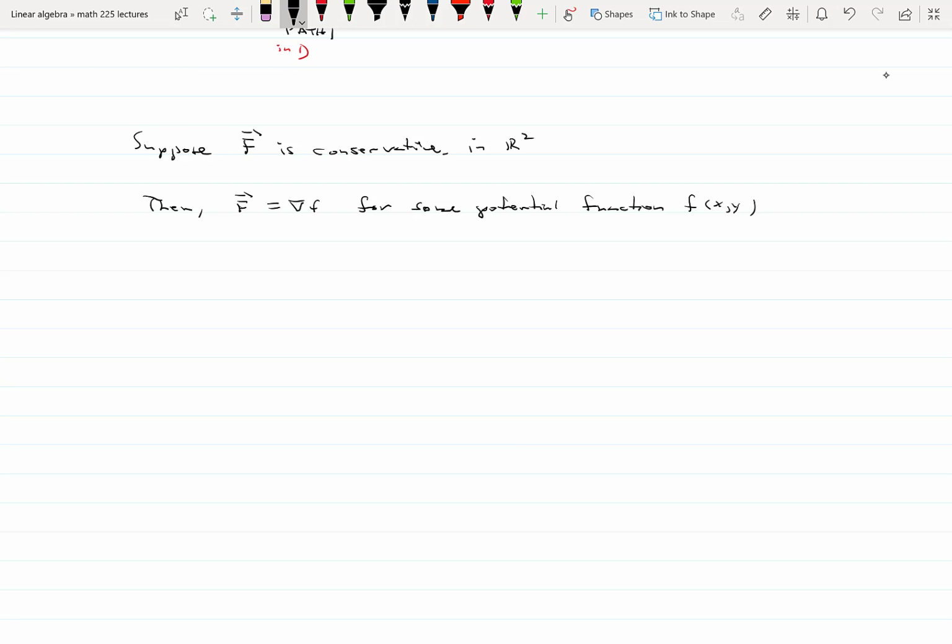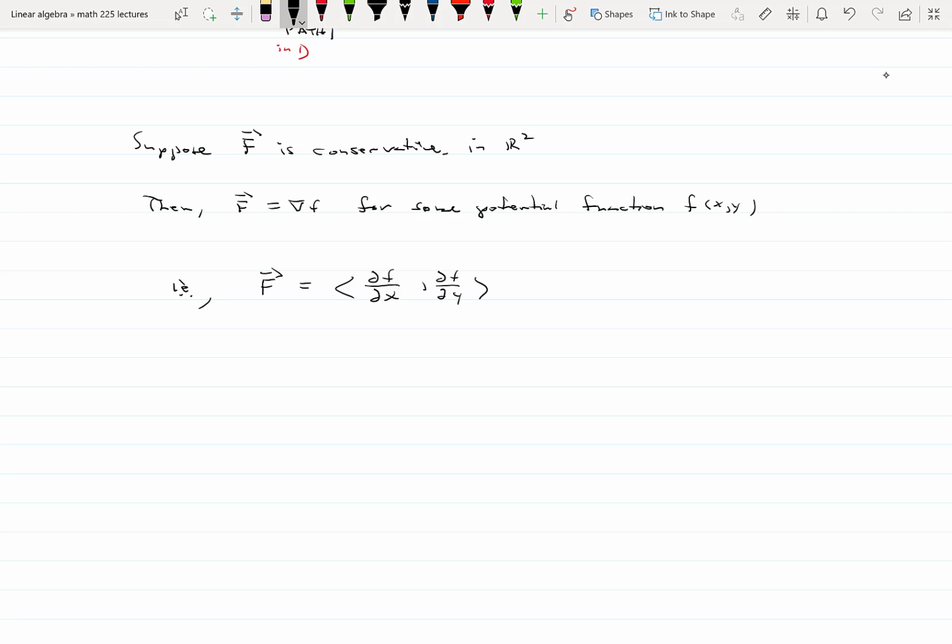There is a corresponding test for R3. It's a little more complicated. We'll see it, I think, toward the end of our semester. Let's suppose we're in R2. Suppose we have a conservative force, then that means there exists a potential function. So that means that F equals the gradient of some scalar field.